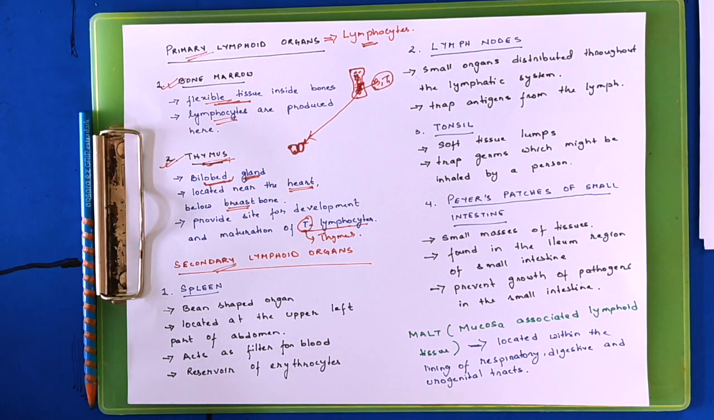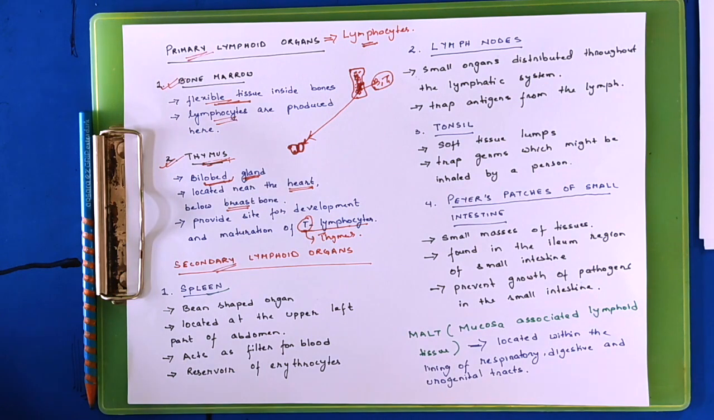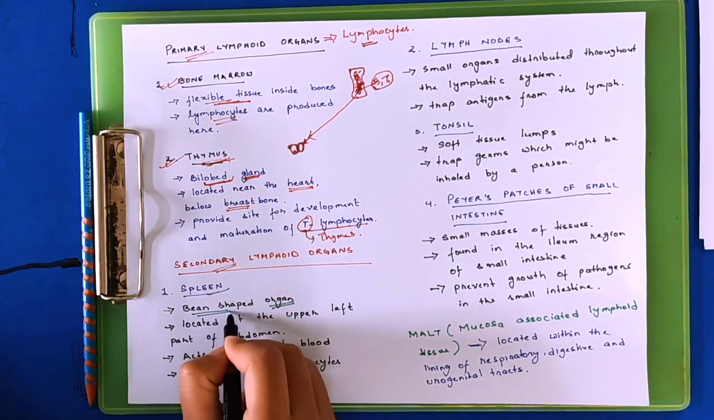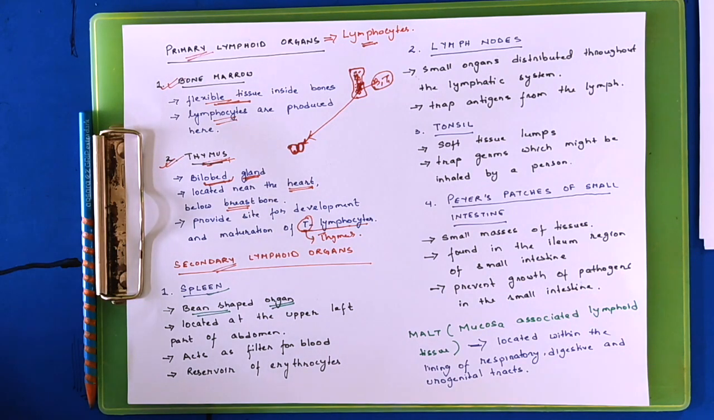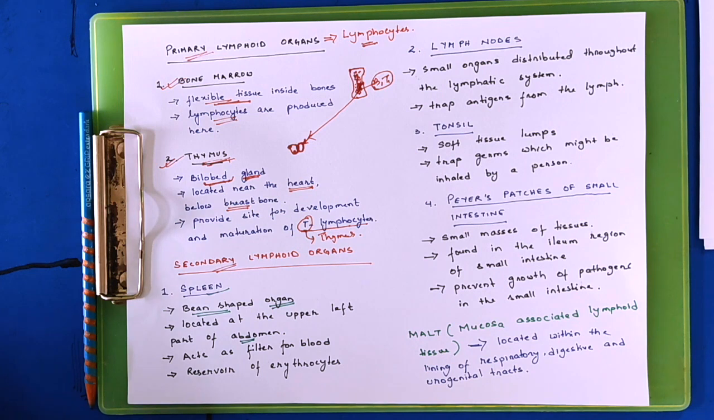Here, in the secondary lymphoid organs, the lymphocytes interact with antigens. The first secondary lymphoid organ is the spleen. The spleen is an organ with a bean shape. It is located in the abdomen, on the left side. Its function is that it helps in filtering the blood.